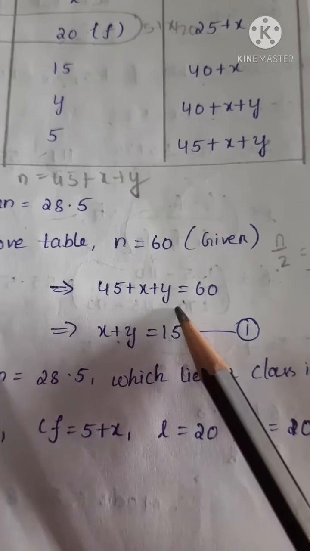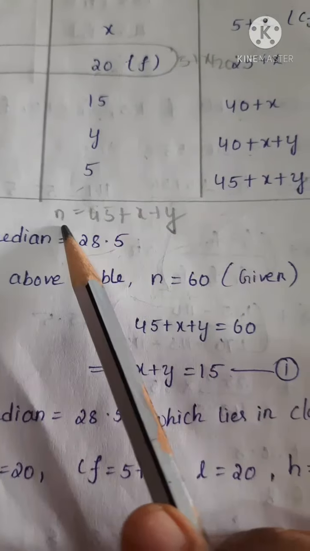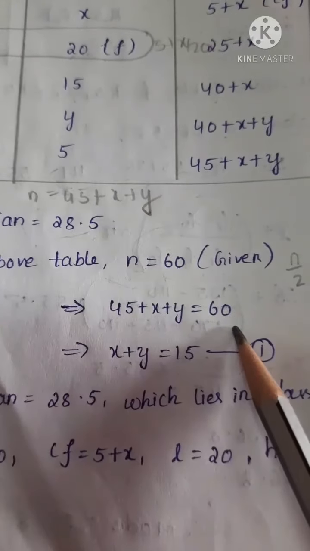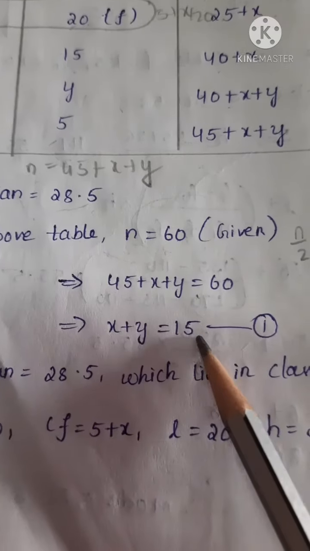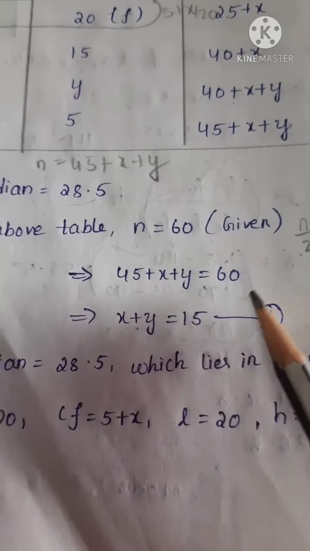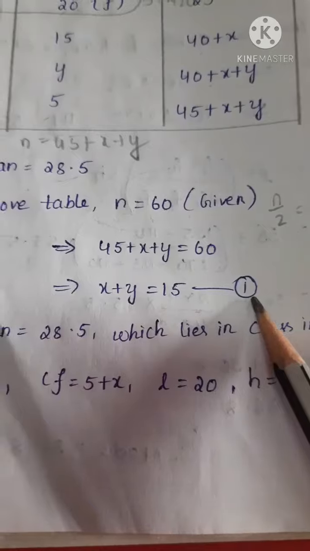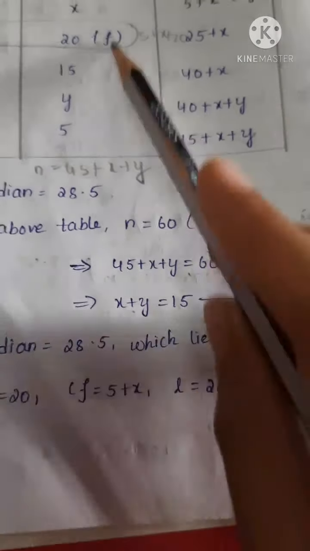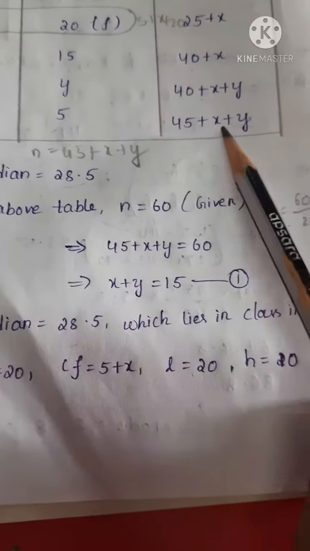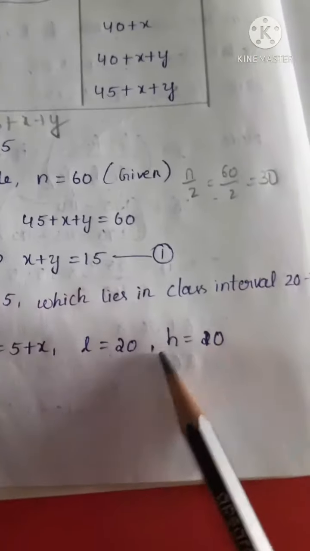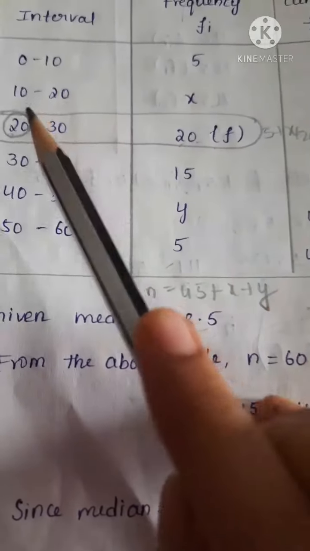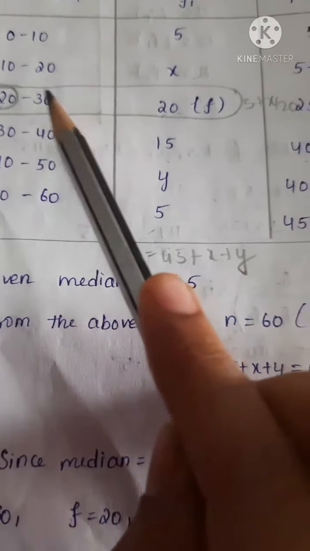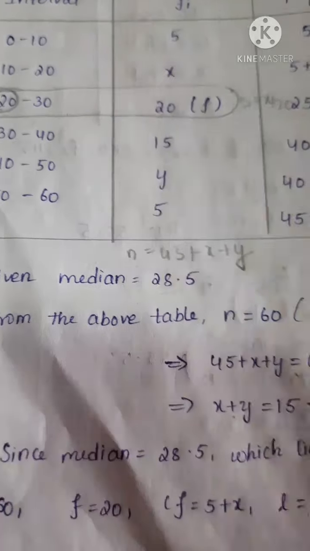So 45 plus x plus y, the n value from the table, equals 60. So x plus y gives 15, since 60 minus 45 gives 15. Let it be equation 1. Next, they have given the median already, 28.5. Now write the values: L, the lower limit, is 20, f is 20, cumulative frequency is 5 plus x. Next, h is the length of the class interval, the difference of lower limit and upper limit.